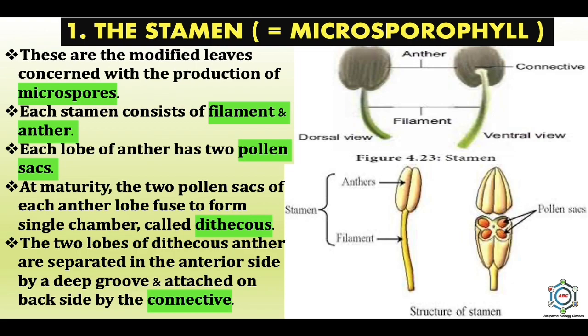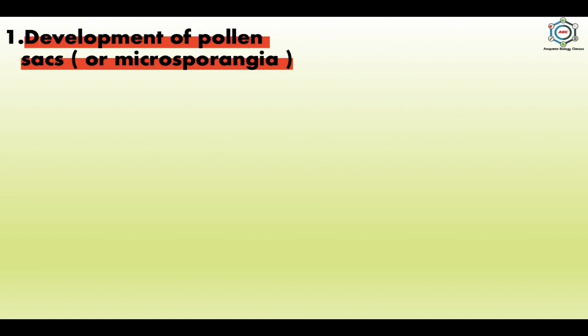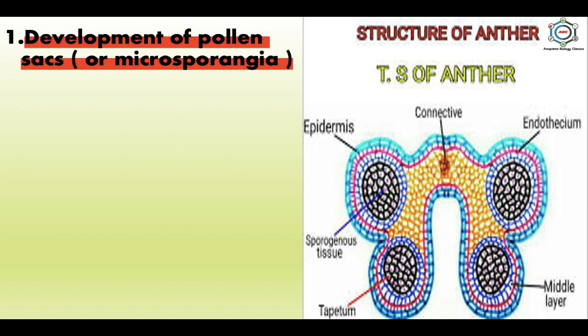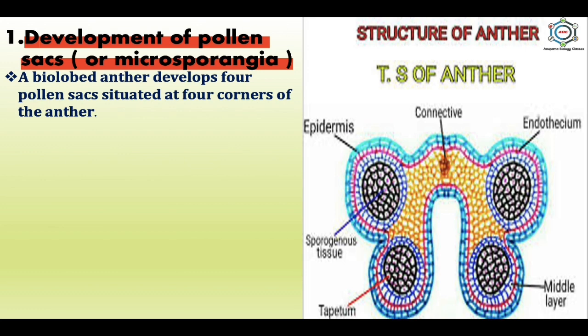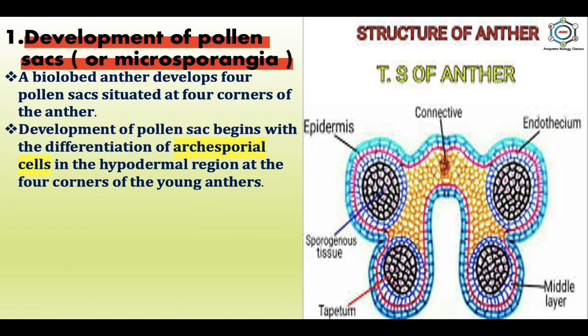Now, the development of pollen sac or microsporangia. This is the transverse section of an anther which shows different parts of the anther. So, a very young anther consists of actively dividing meristematic cells, which are surrounded by a layer of epidermis, and it becomes two lobed, and each lobe develops into two pollen sacs. So, there are four pollen sacs present in one anther. A bilobed anther develops four pollen sacs, which are situated at the four corners of the anther.